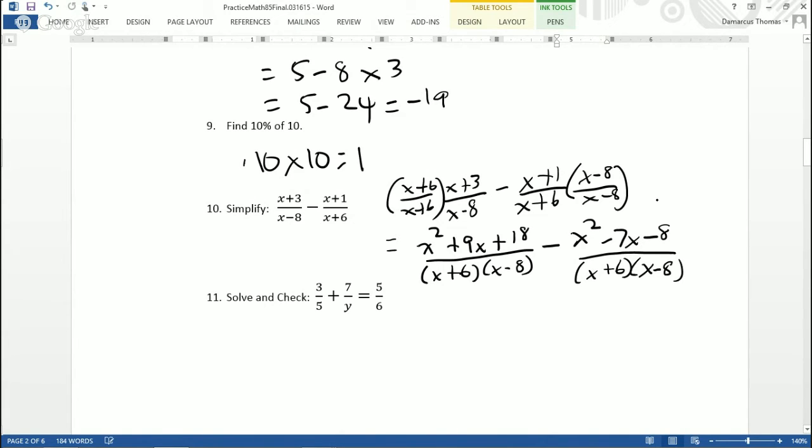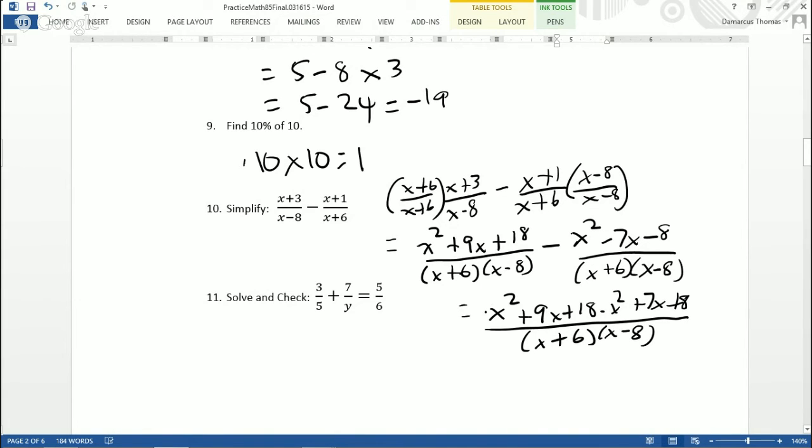Now that the denominators are the same, we can combine like terms, okay? And when we do that, we're going to create one group and distribute that minus sign. So we're going to be left with x squared plus 9x plus 18 minus x squared plus 7x plus 8. And it's all over x plus 6 times x minus 8.